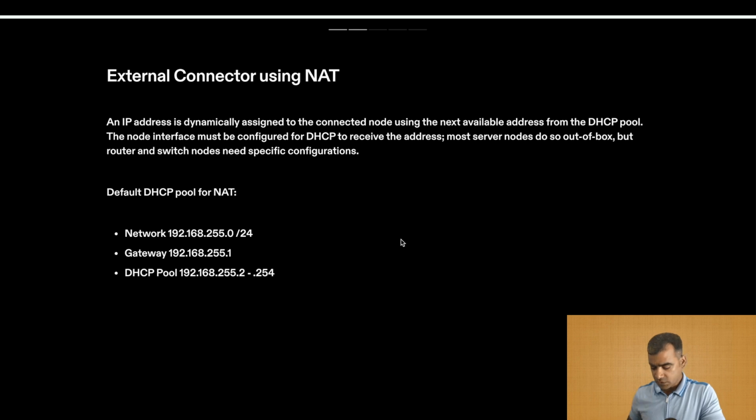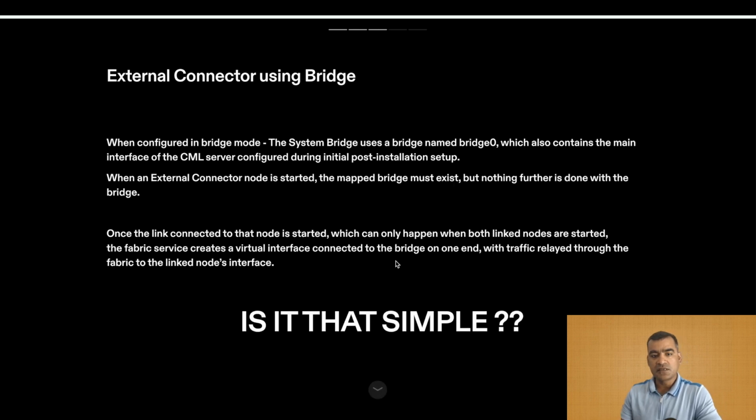However, we are going to focus on bridges, and this is the second type. The system bridge uses a bridge named Bridge 0, which also contains the main interface of the CML server configured during the initial post-installation step. So when you install your CML server, Bridge 0 is created by default, and it has the virtual NIC of the CML assigned to it. Then when an external connector node is started, the mapped bridge must exist. Obviously, if you are using Bridge 0, it already exists, but you can go ahead and create more bridges from the sysadmin console if your use case requires it.